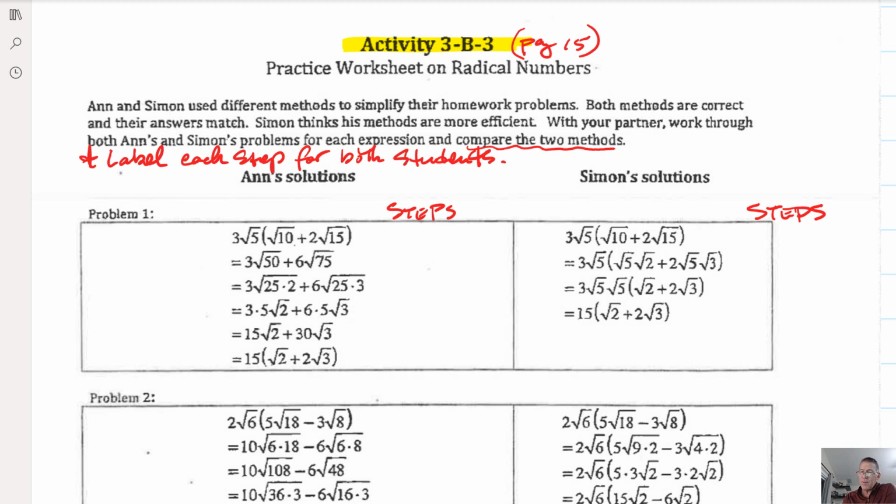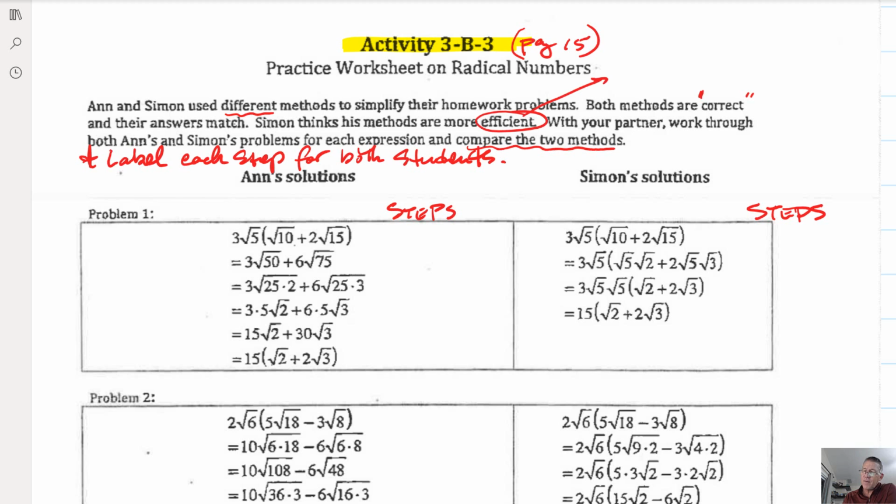Anne and Simon use different methods, okay? Different methods to simplify their homework problems. Both methods are correct, okay? So both are correct, and their answers match. Simon thinks his methods are more efficient.